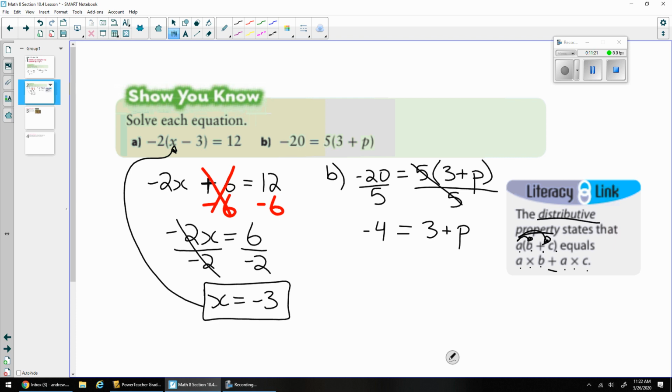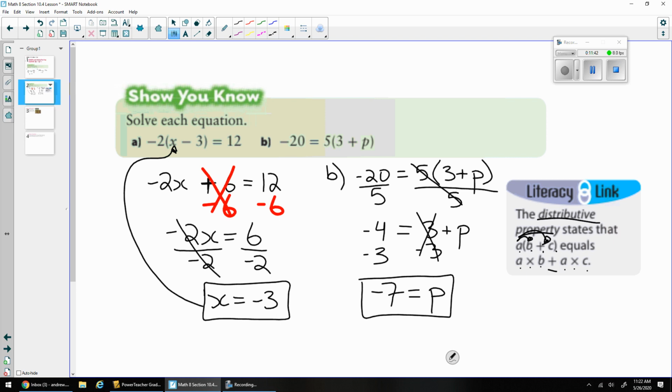I want to get just p is equal to. It has this positive 3 with it, so I'm going to do minus 3 to get rid of that positive 3, and minus 3. These 3's cancel out. So on my left side, negative 4 minus 3 is negative 7. On my right side, I have p.